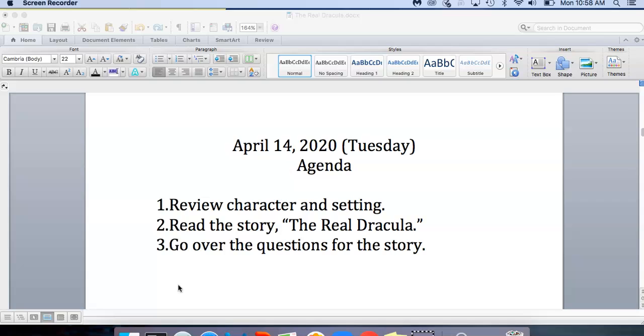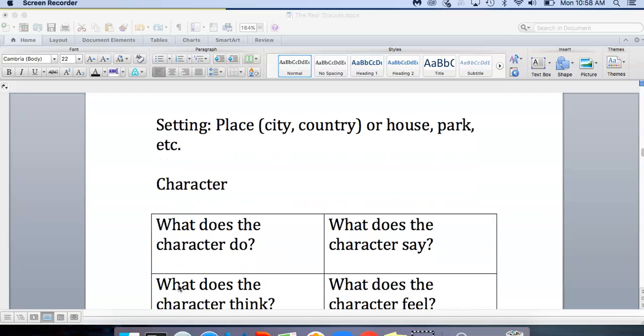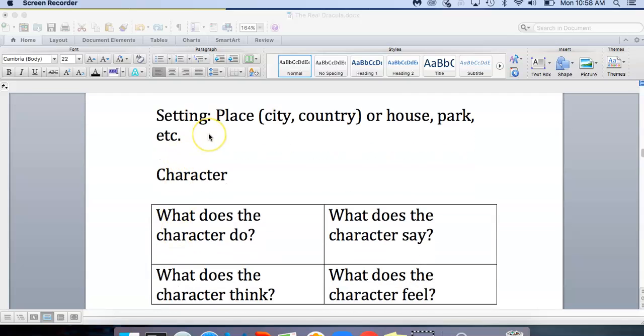We will review character and setting, and then we will read the story, The Real Dracula. Then we will go over the questions for the story. So, before we read the story, let's start talking about setting.